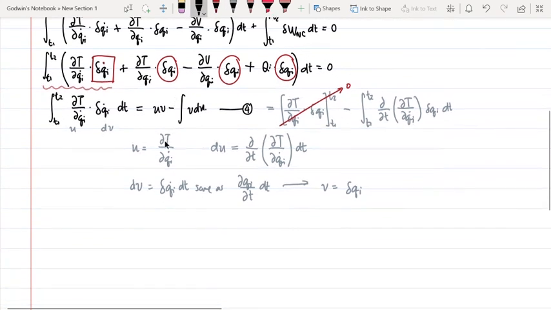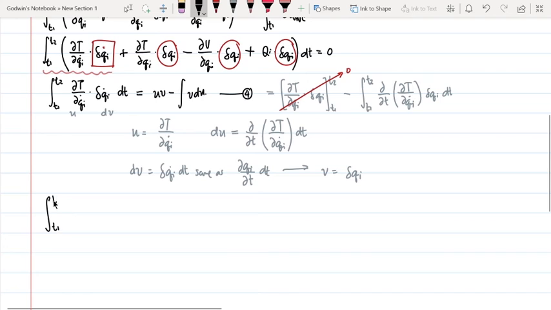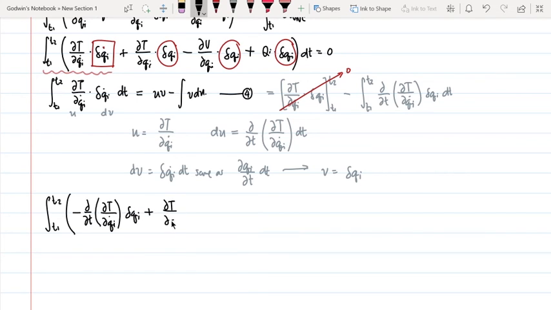And so, finally, we have the simplification for equation 4, which we're going to substitute now here to this part. From time 1 to time 2, we're going to have minus the time derivative of the partial derivative of kinetic energy with respect to velocity. So now everything here is delta qi. And then we'll just repeat the other terms. So partial v partial qi times delta qi plus big Qi, that's the forcing equations, times delta qi dt is equal to 0.